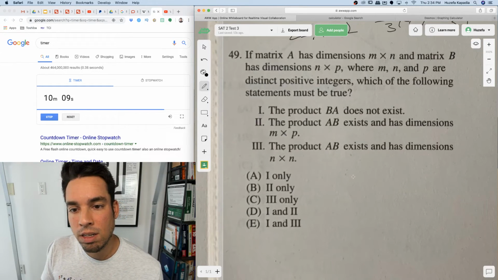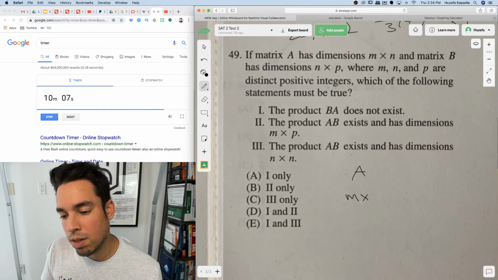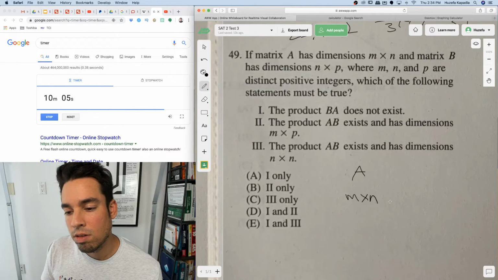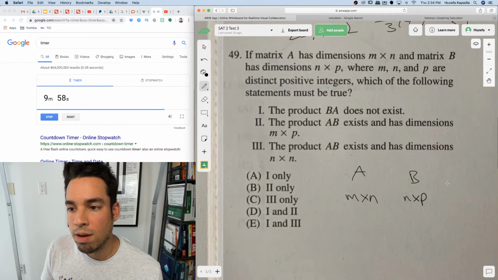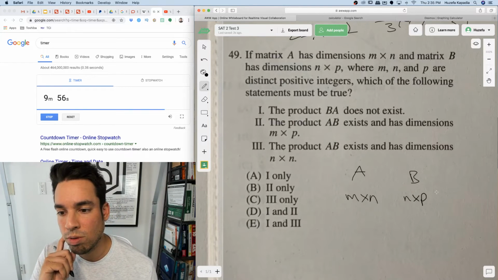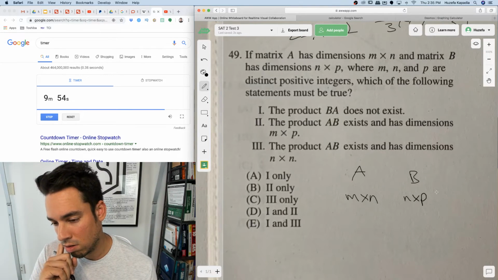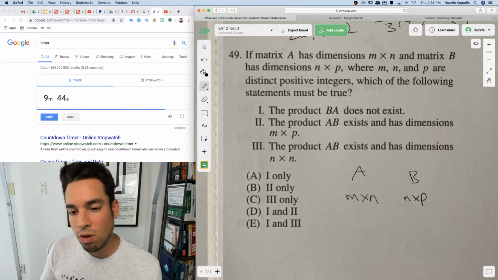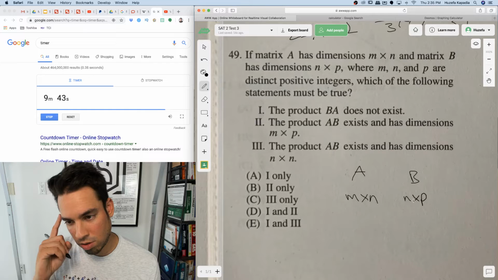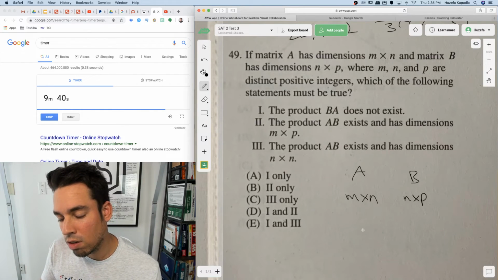Matrix B has dimensions n by p, and m, n, and p are distinct. Which of the following statements must be true? The product BA does not exist. So the number of rows... Shoot, I can't remember this. Hold on.